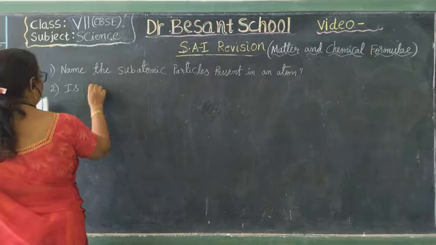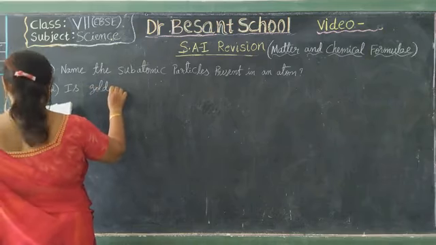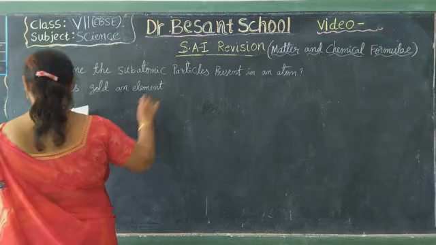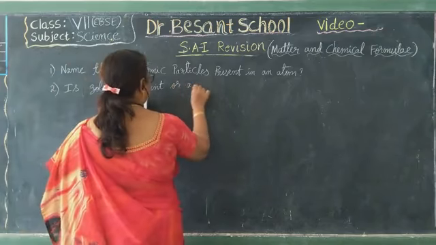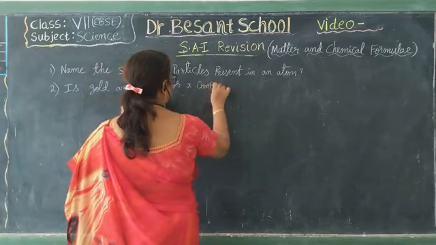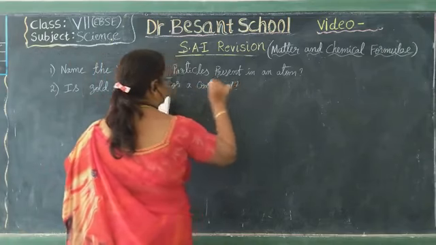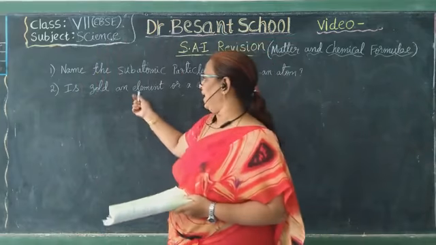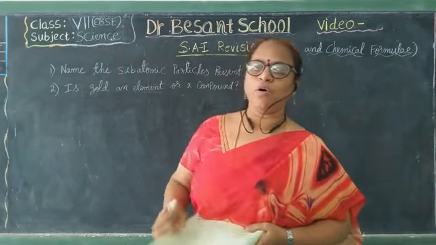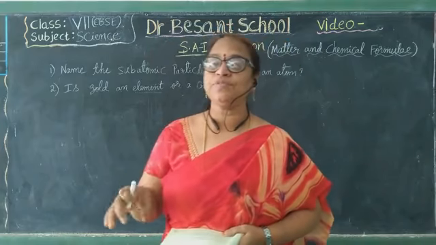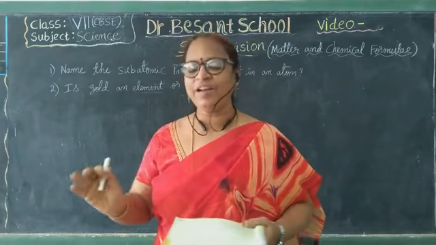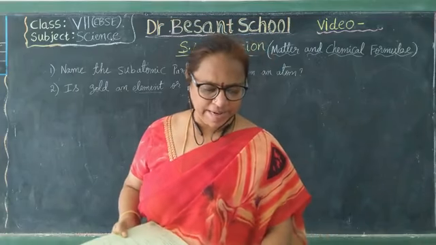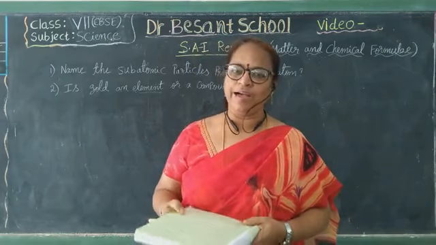Is gold an element or a compound? Yes, gold is an element because all the atoms present in that gold are of the same type, not different types of atoms. So gold is an element. Okay, children, gold is an element as it consists of only one type of atoms.